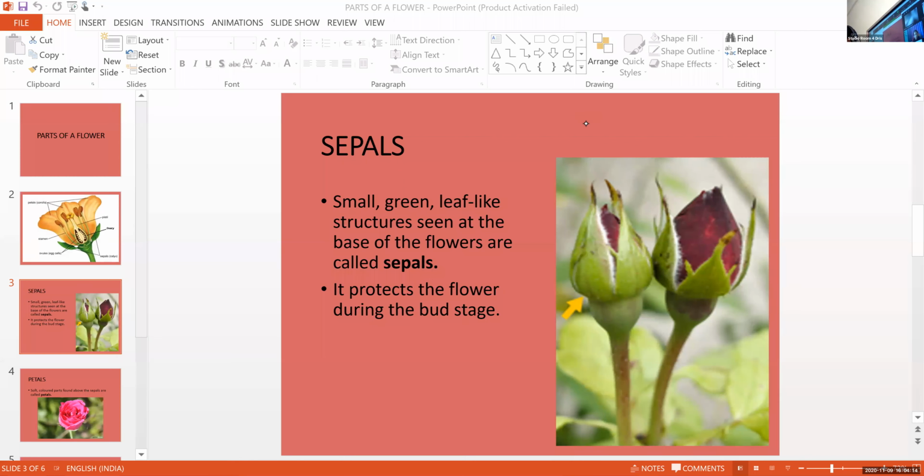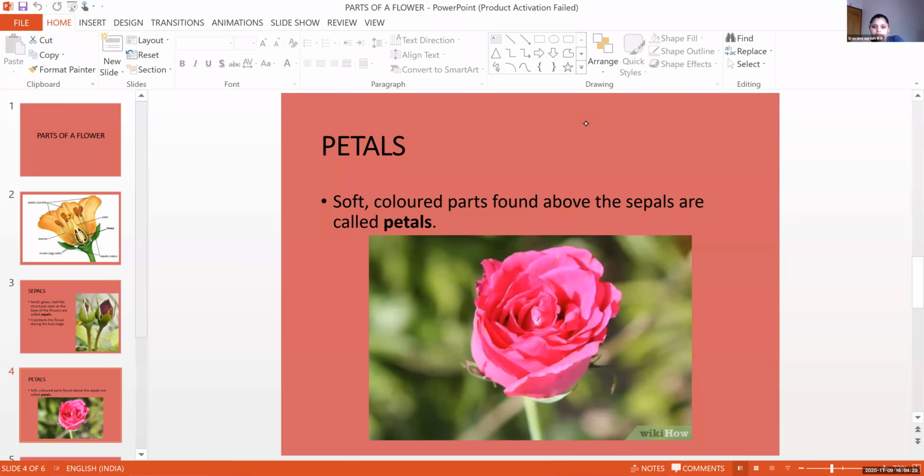Now, which is the second part that we are going to learn? You might know. The petals. Yes, very good. So, soft colored parts found above the sepals are called petals. Where are the petals found? They are found just above the sepals.